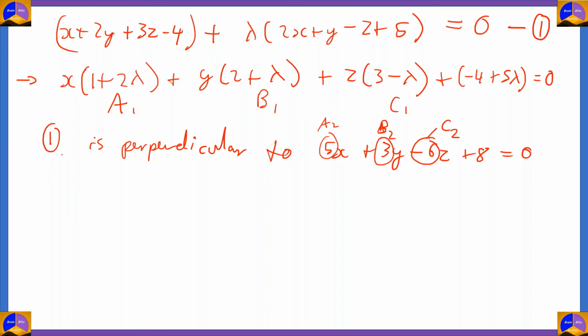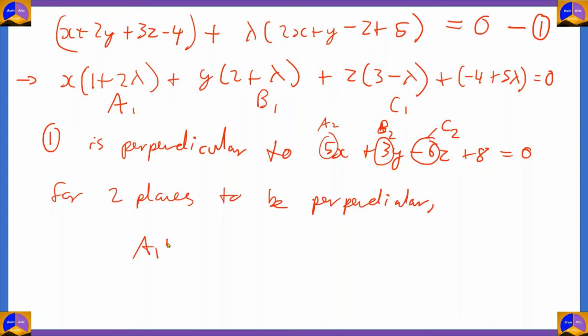So plane 1 is perpendicular to the plane 5x plus 3y minus 6z plus 8 equal to 0. So for two planes to be perpendicular, the condition is A1A2 plus B1B2 plus C1C2 is equal to 0. Let's plug in the values.